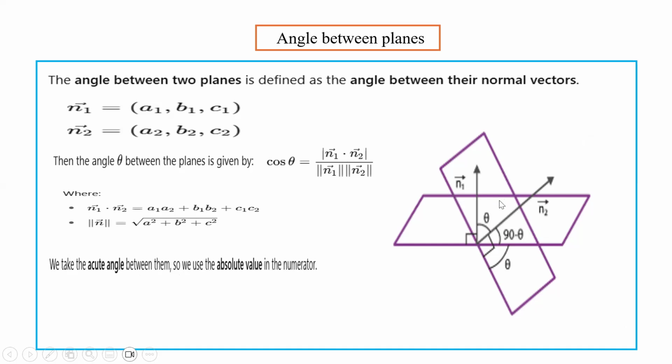Here on the diagram, we can see that the two planes intersect, and these are the two normals, N1 and N2, and theta is between them. The acute angle between the normals is what we want to find, and this is theta here.